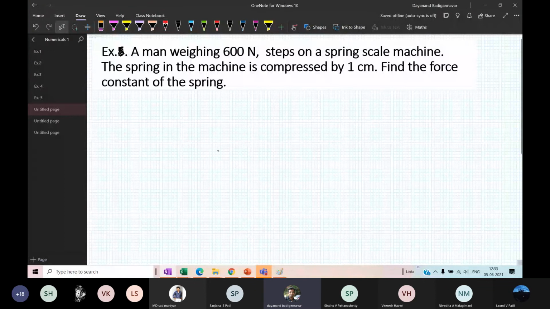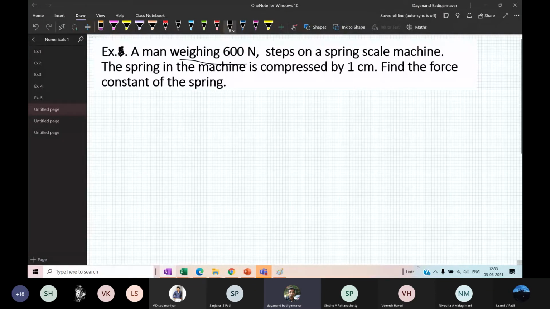A man weighing 600 Newton steps on a spring scale machine. The spring in the machine is compressed by 1 centimeter. Find the force constant of the spring. Very simple problem. Okay, we are coming back to easy.